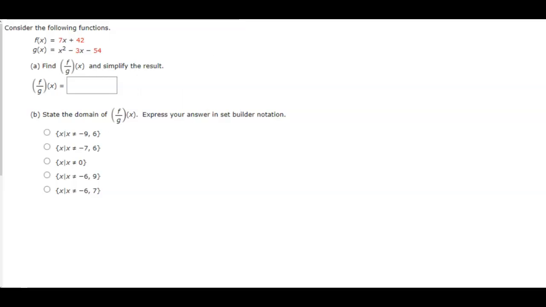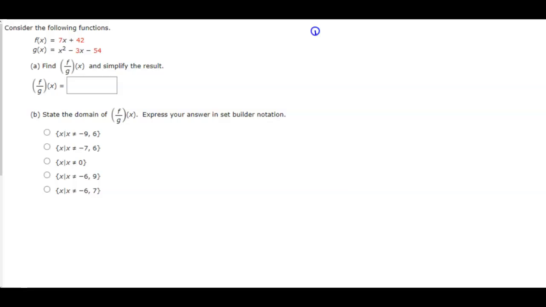Consider the following functions: f of x is equal to 7x plus 42, g of x is equal to x squared minus 3x minus 54. For part A, we want to find f divided by g of x and then simplify the result. And then in part B, we want to state the domain of f divided by g of x and express the answer in set builder notation.